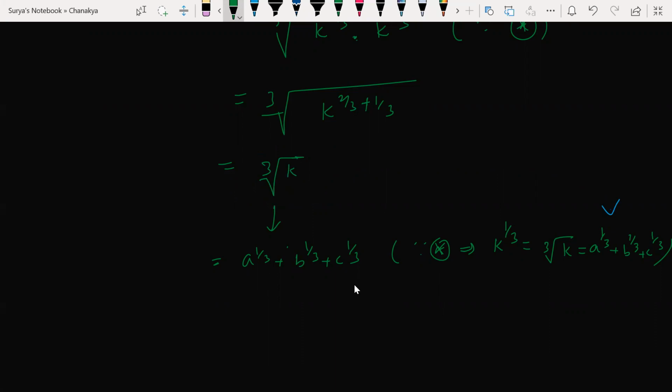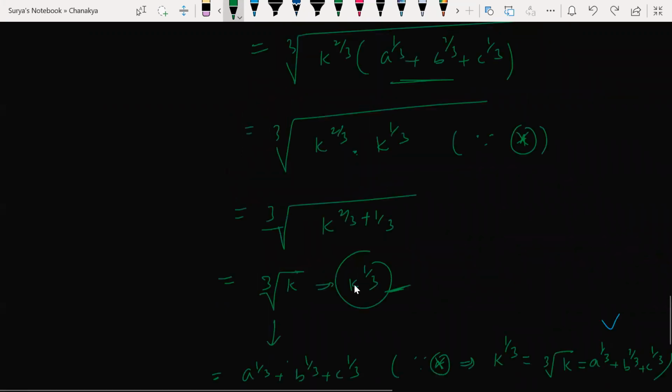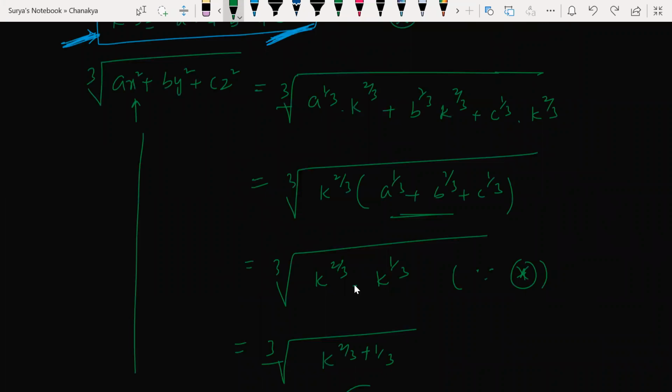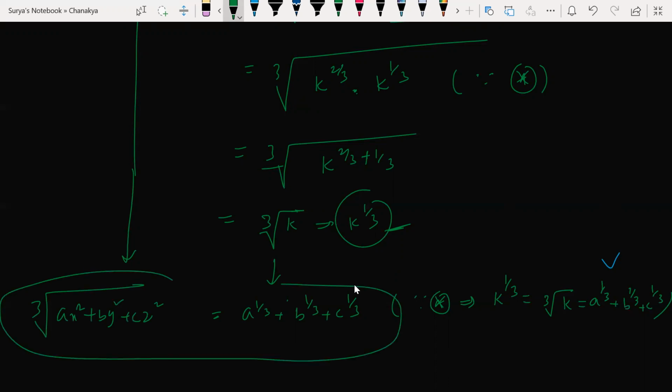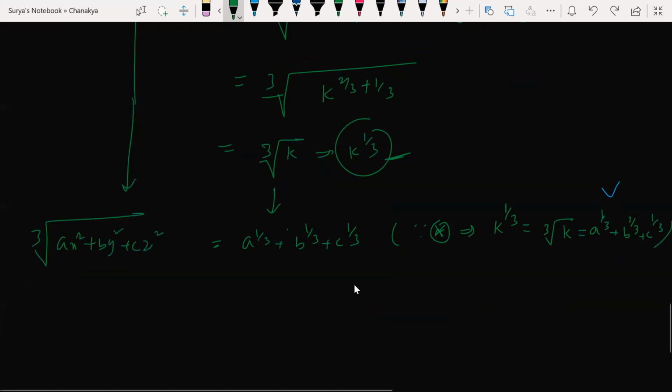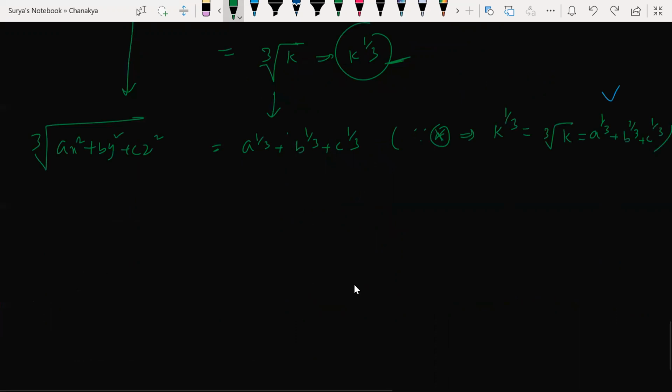Okay. So here this can be written as k to the power of 1 by 3 only. K to the power of 1 by 3 is the answer. So after solving, this is my LHS. Now look at it. After solving this, what I got is this one. So cube root of ax square plus by square plus cz square is equal to this one. So hence proved.